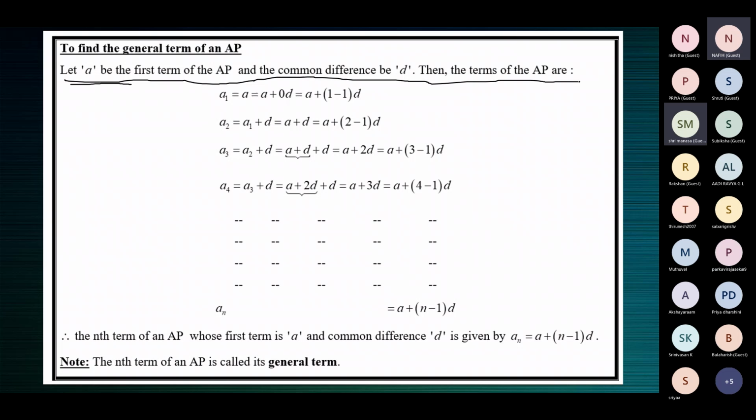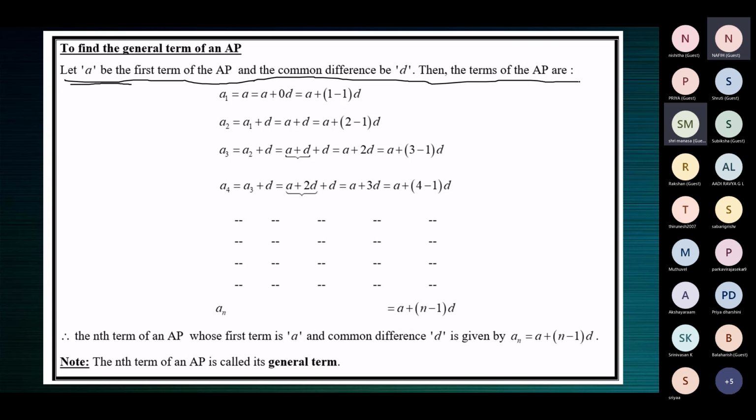I was trying to tell you why I'm suddenly saying let the first term be A and the common difference be D. Because to generate the terms of the AP, you need the first term and the common difference. When you say let A be the first term and D the common difference, you will derive the expression in terms of A and D. You could say let X be the first term and Y the common difference, and then you would derive the general term in terms of X and Y. That's all.